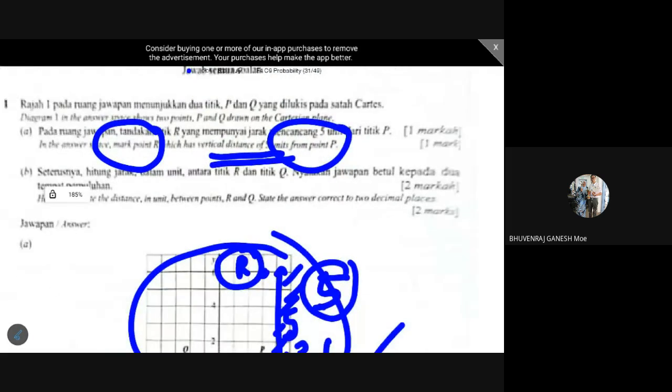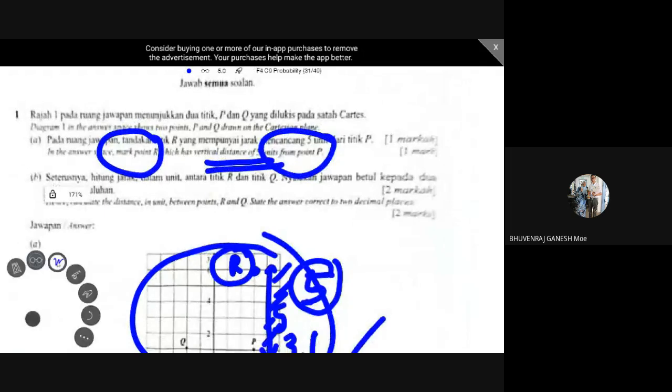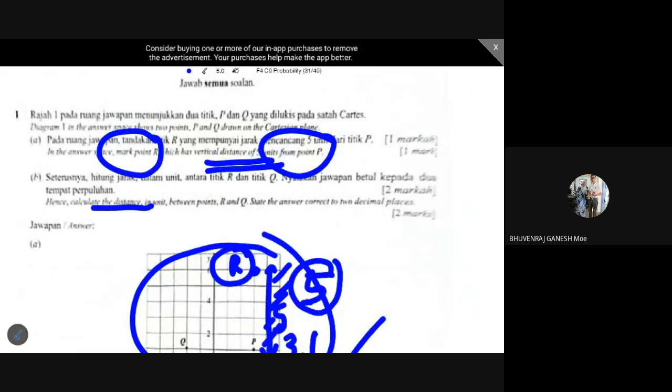Okay, so now we see part B. Kita tengok part B pula. Calculate the distance between point R and Q. State the answer to 2 decimal place. Kena beri dalam 2 titik perpuluhan guys. Ingat jawapan kamu. Tak boleh lebih, tak boleh kurang. Cannot be more or cannot be less. Whenever soalan spesifik macam ni, kena patuh arahan soalan. You need to obey the question rule. Okay, you cannot just put whatever you like.